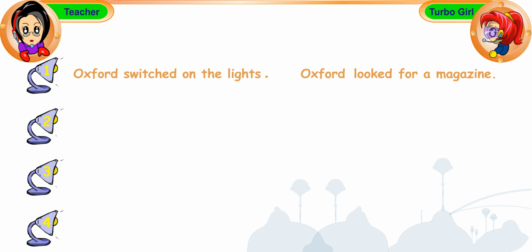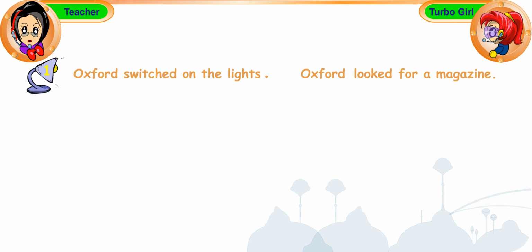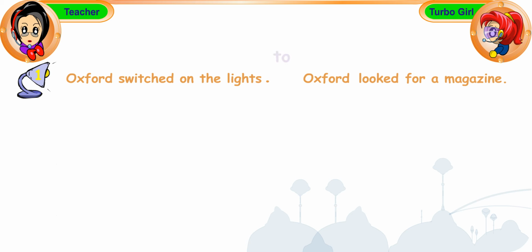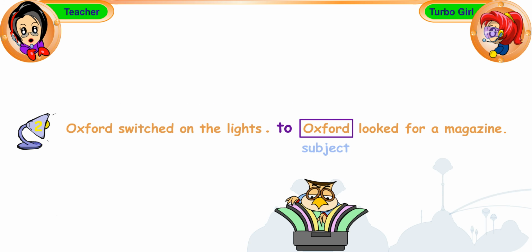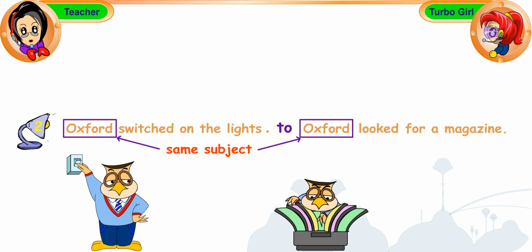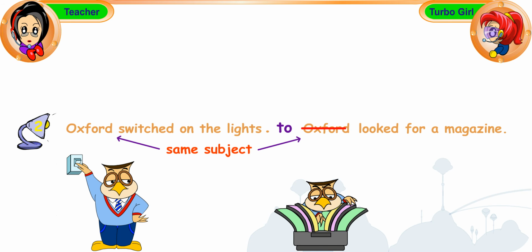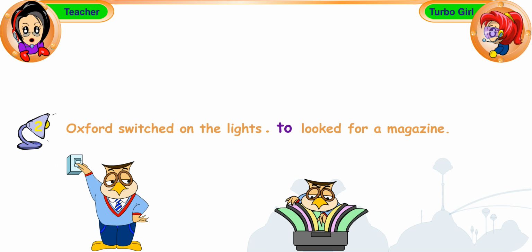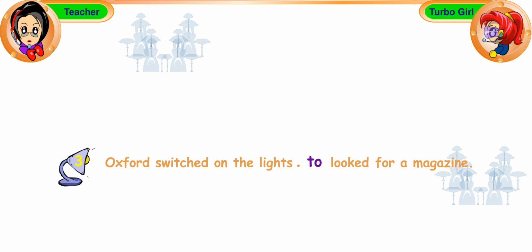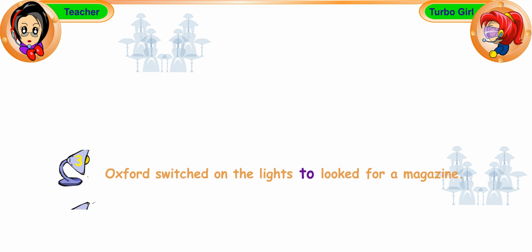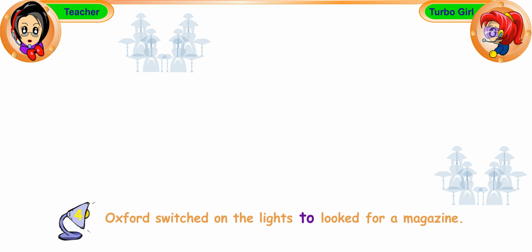We need four steps to join the sentences. Step 1. Put the linking word, for example, to, in between the two sentences. Step 2. If the subjects in the two sentences are the same, remove the subject of the second sentence. If the subjects are different, keep both subjects. Step 3. Remove the full stop at the end of the first sentence. Step 4. Check that the joined sentence is in the correct tense.